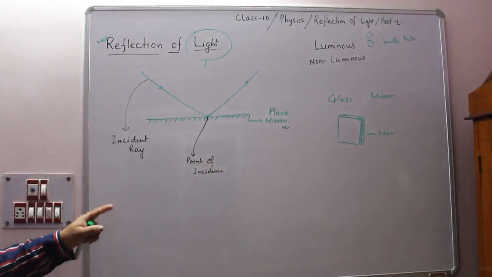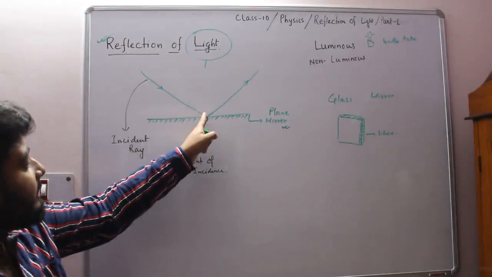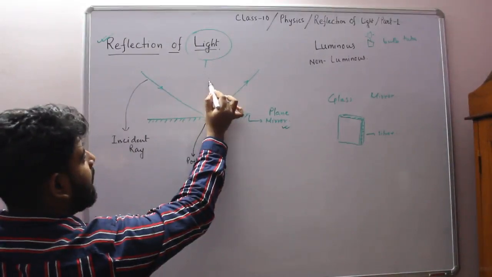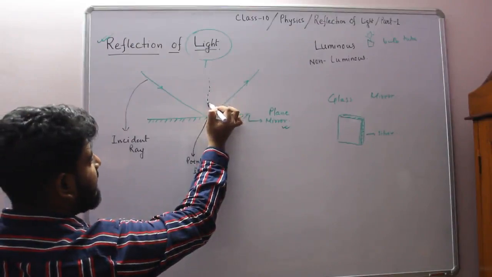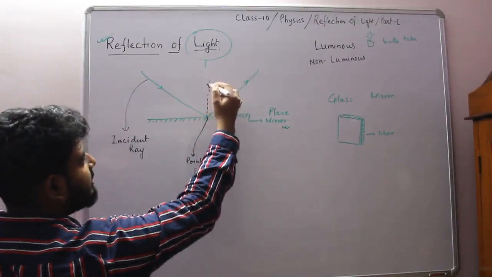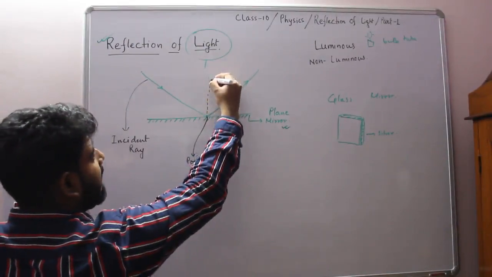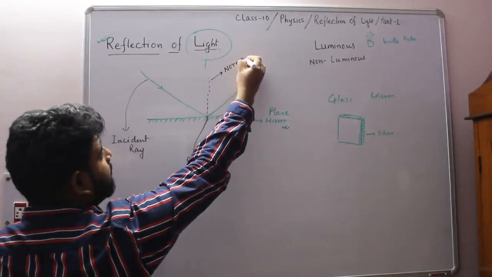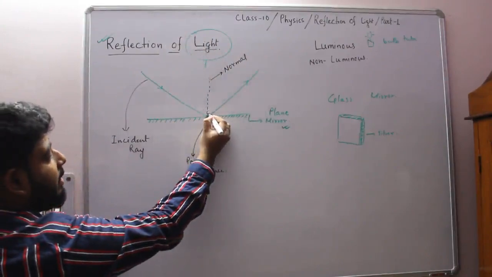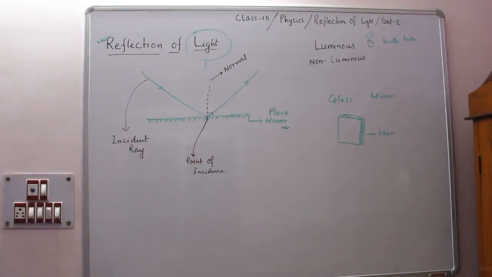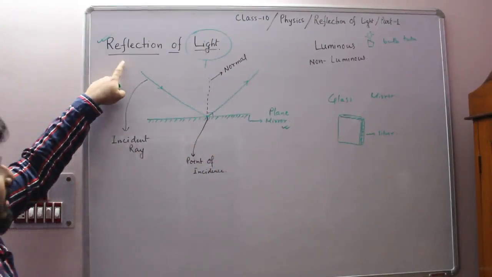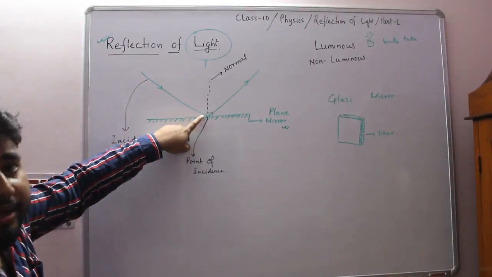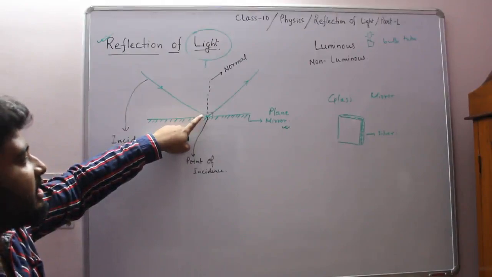Okay, and from this, if you consider an imaginary straight line, my line is not straight, but you have to make a straight line. That imaginary line is called normal. This has to be perpendicular to the plane mirror, and when the light strikes at this point, it will reflect due to the reflection phenomenon.